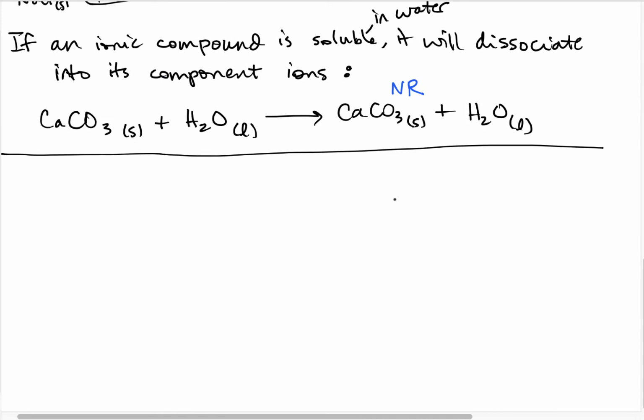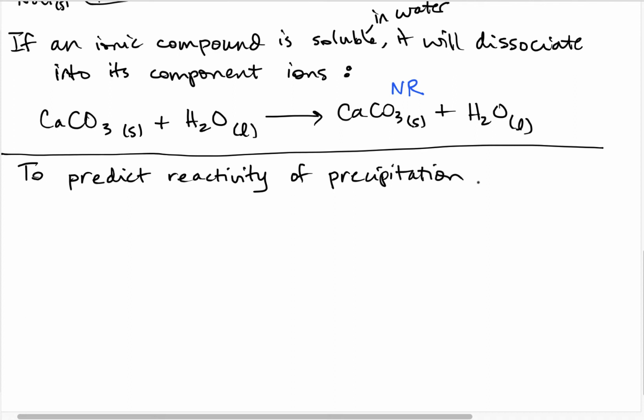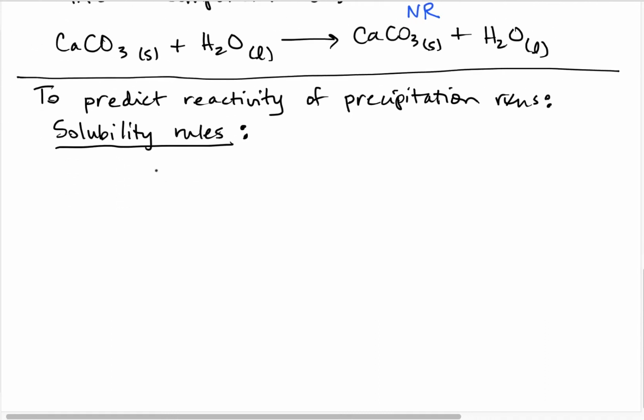Okay, so in order to predict the reactivity of ionic compounds, whether or not they'll make a precipitate, you need to know solubility rules. And yes, these are more rules that you're going to have to remember. I'm going to try and make it as straightforward and organized as possible.